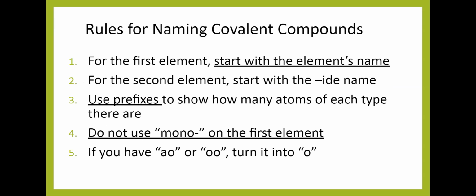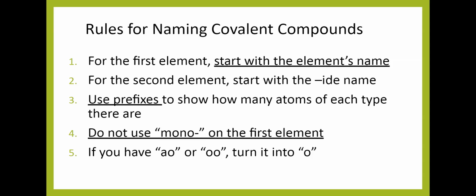Okay, so let's actually go over the naming rules for covalent compounds. The first thing, for the first element, you start with the element's name. You just write out whatever it is. For the second element, we're going to start with the "ide" form of that name. So remember, we take off the ending and we add IDE. Then we're going to use prefixes to show how many atoms of each type there are, and I'll show those prefixes in a second. The other two rules.